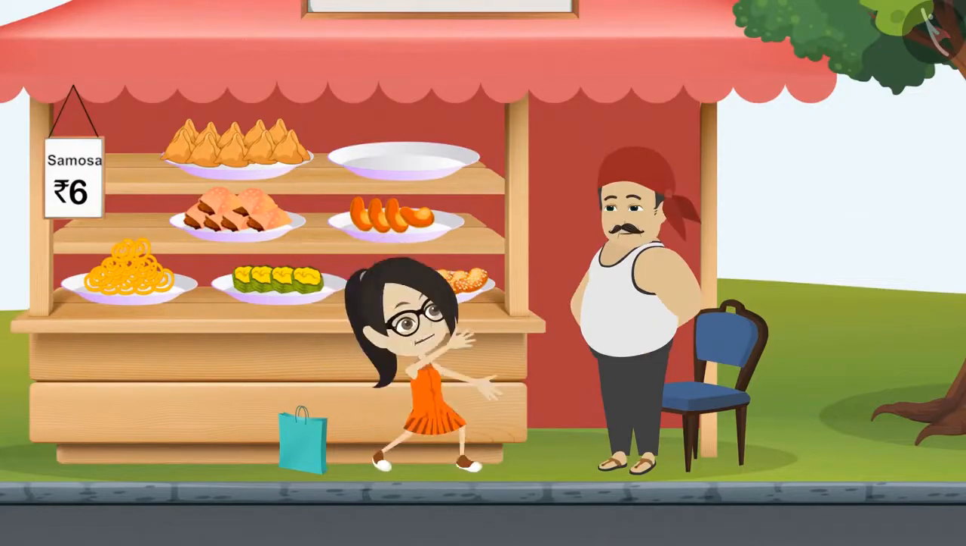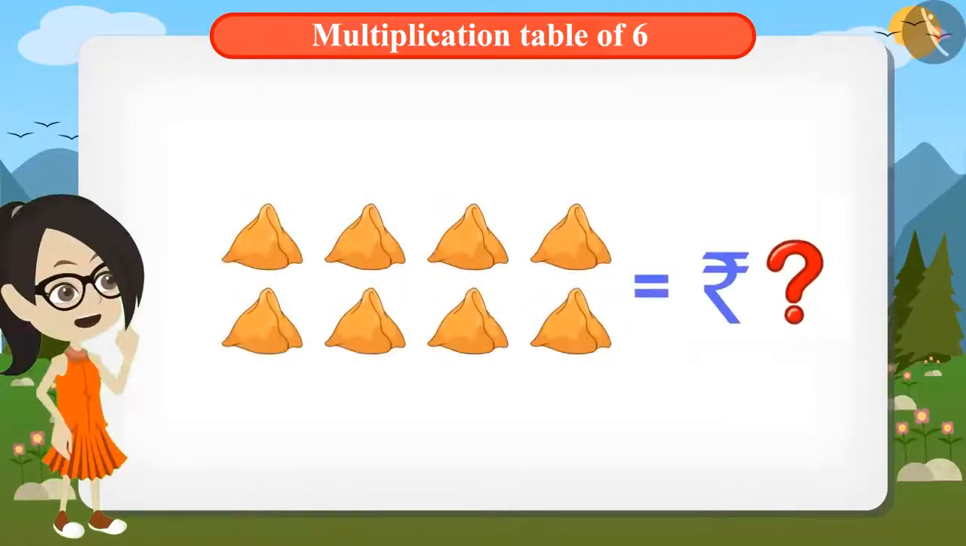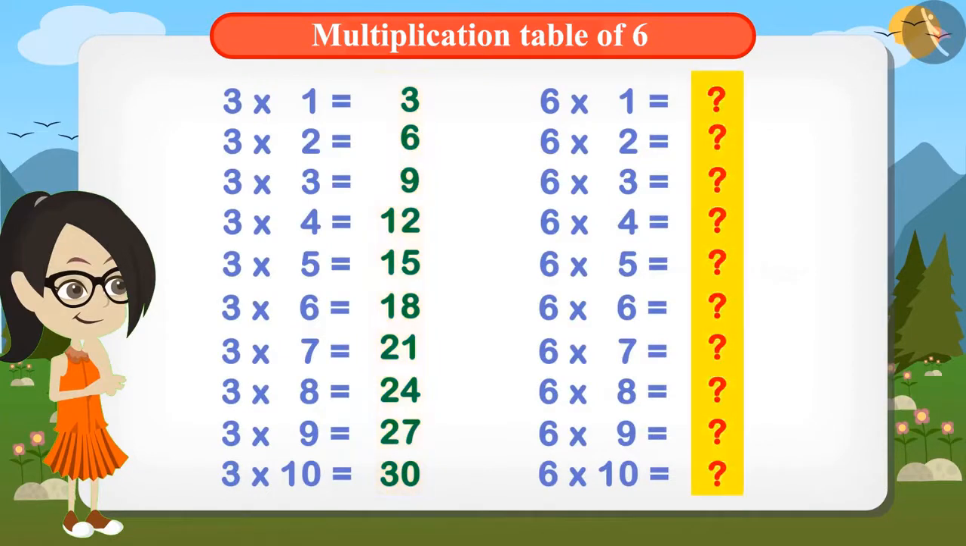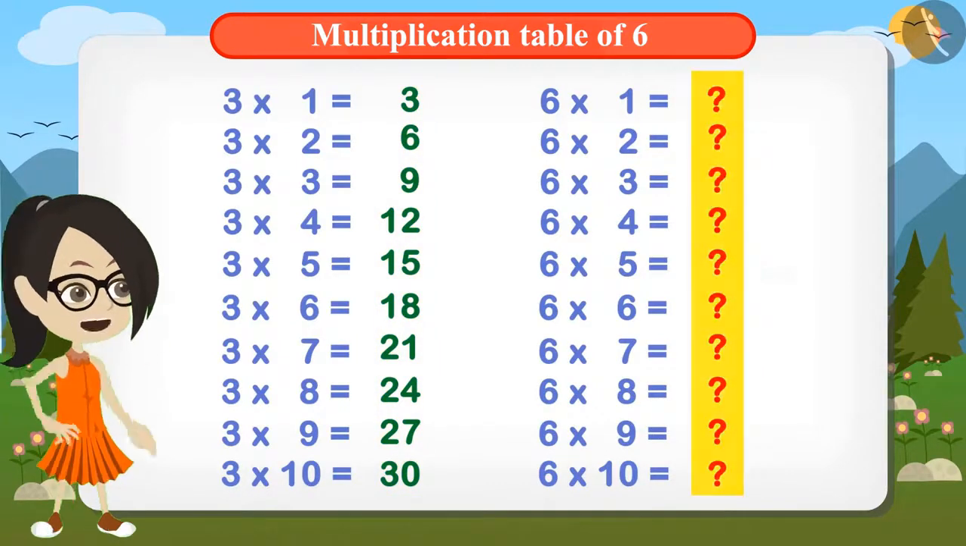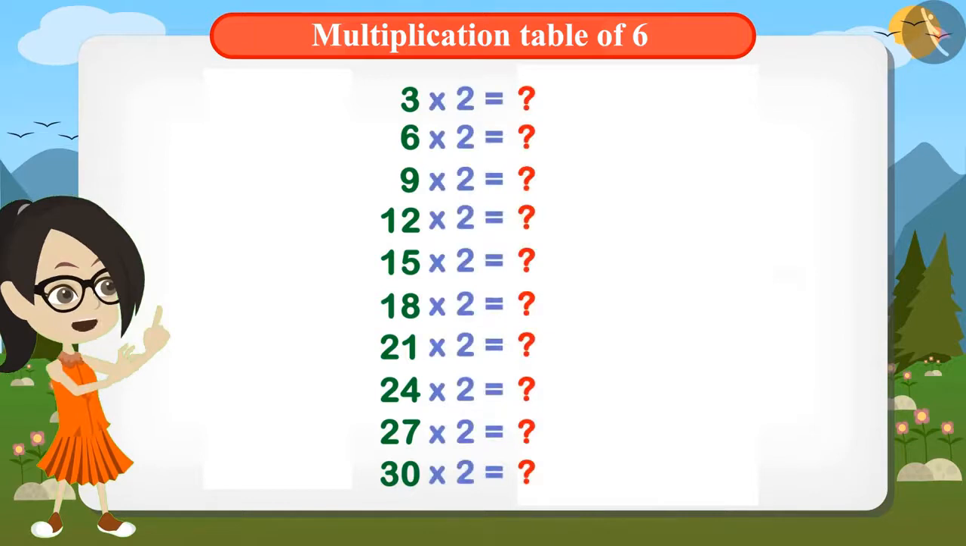Wow, Chaggu uncle, this method is very good. Now I will find out the cost of 8 samosas. You can also help Vandana find the table of 6 from the table of 3. To find the multiplication table of 6, multiply 2 with the answer of the multiplication table of 3.